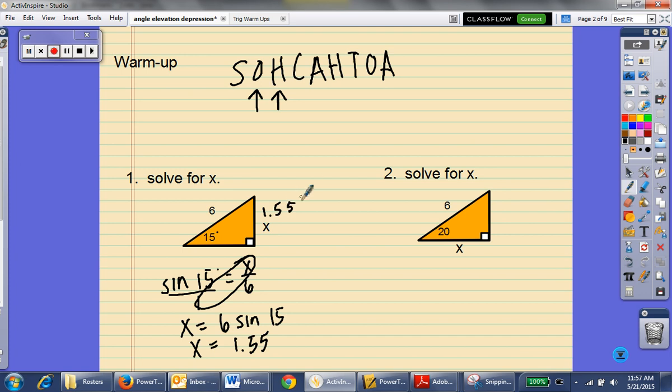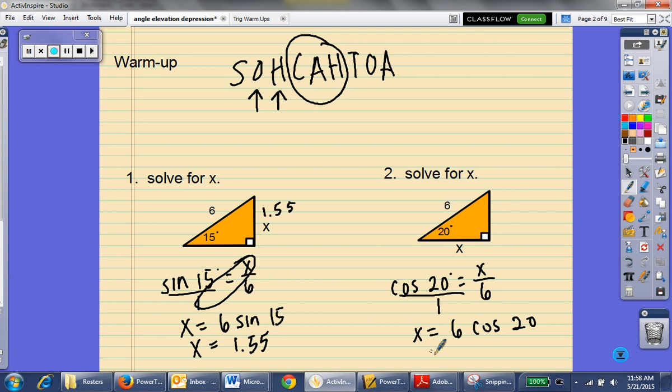Next, looking at number 2 on the warm-up, I'm given 20 degrees. This time I'm given x, which is adjacent, and the hypotenuse. So looking at SOHCAHTOA, I need to use the cosine function. So the cosine of 20 equals adjacent, which is x, over the hypotenuse 6. Put a 1 on the bottom and cross multiply. You get x equals 6 times the cosine of 20.